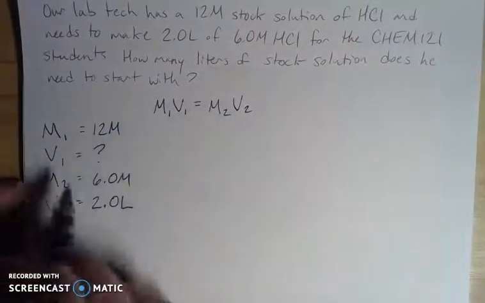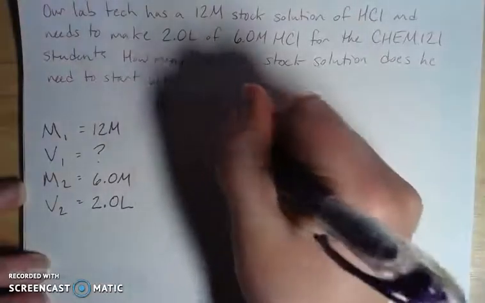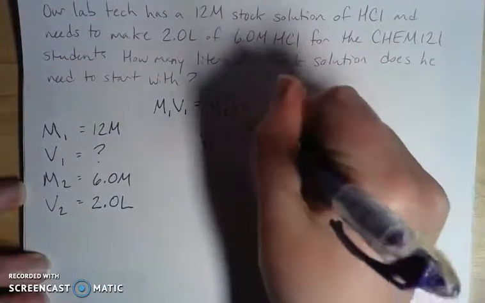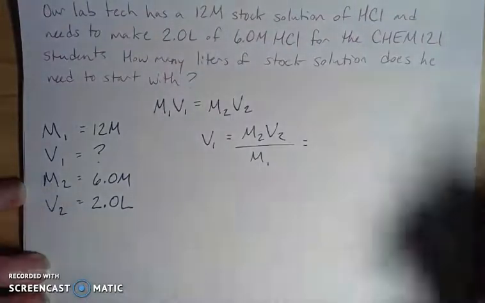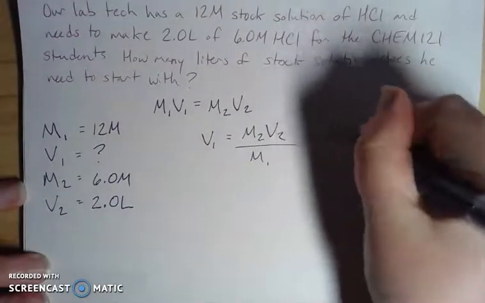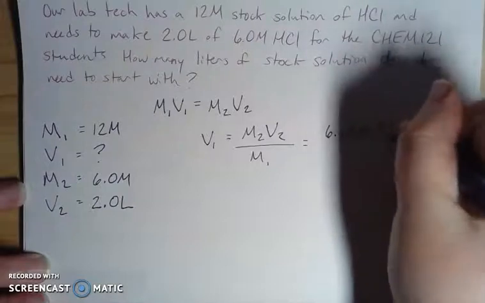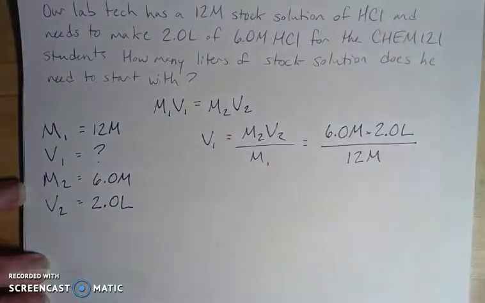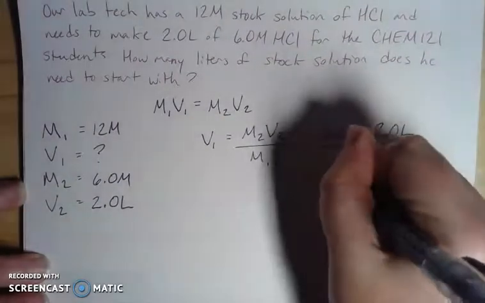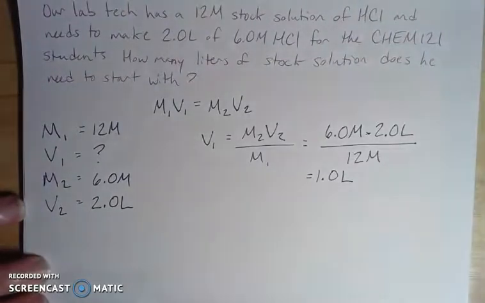So if I rearrange this to solve for the variable that I'm looking for, that would be my V1 equals M2V2 over M1. If I plug in my values, here's my 6 molar times my 2 liters divided by my 12 molar stock solution, then that's going to give me 1 liter, right?